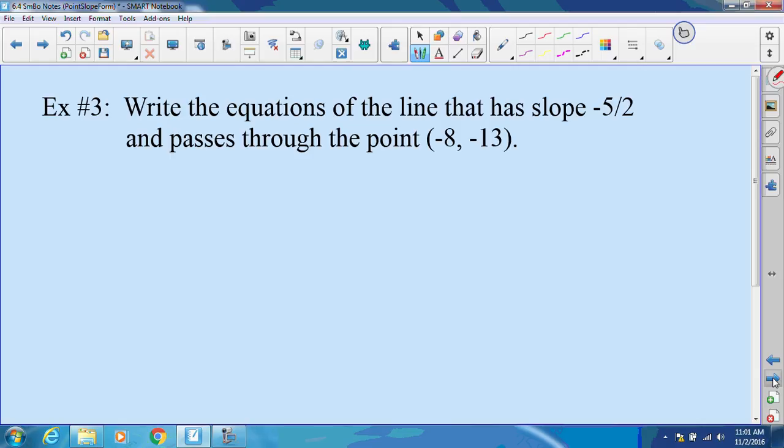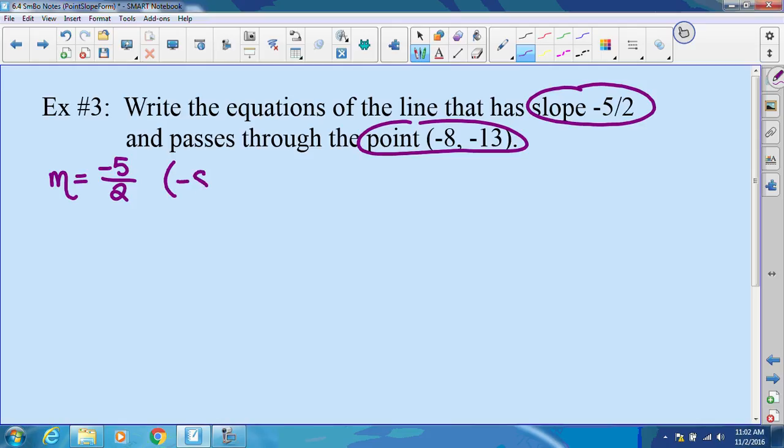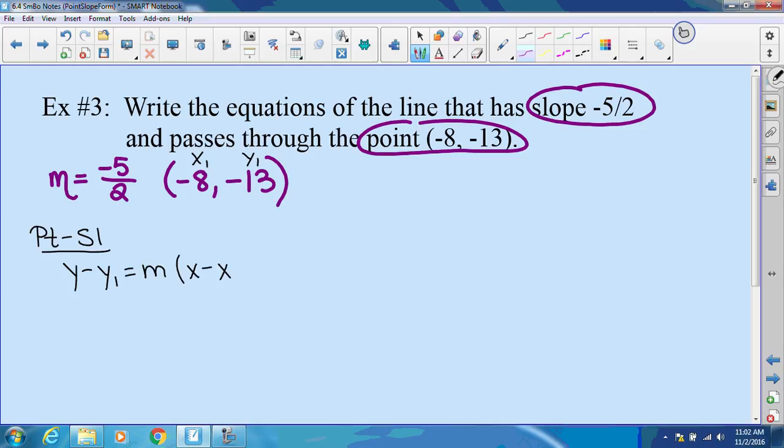Example 3. This time I have a slope of -5/2, and it's going to pass through the point -8, comma, -13, and I'm going to label that point just to remind myself x1, y1. And I'm going to start in point slope form because I have a point and I have slope. So point slope form is y minus y1 equals m parentheses x minus x1. And now I'm going to start plugging in.